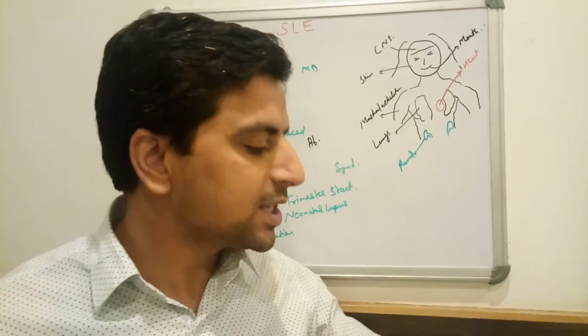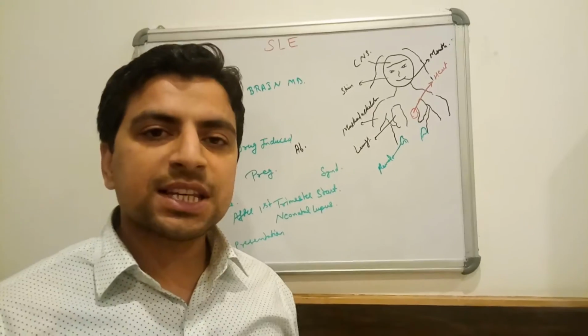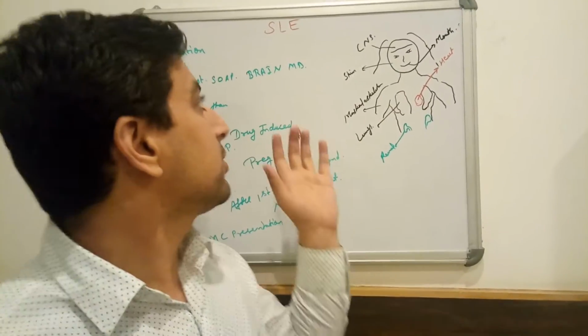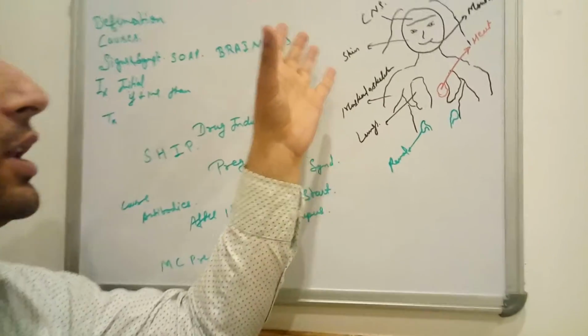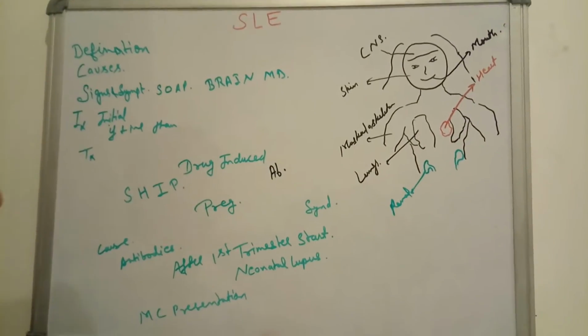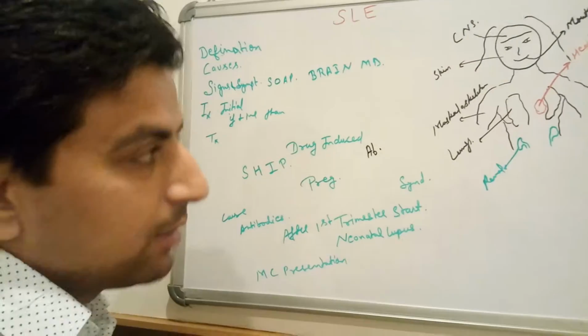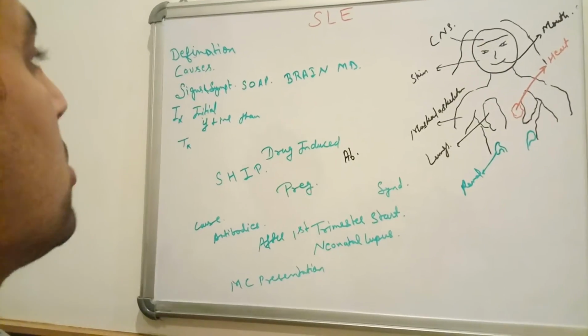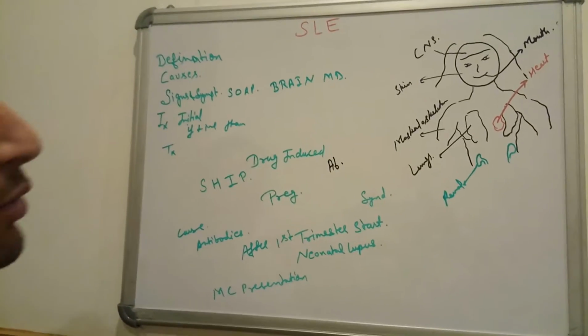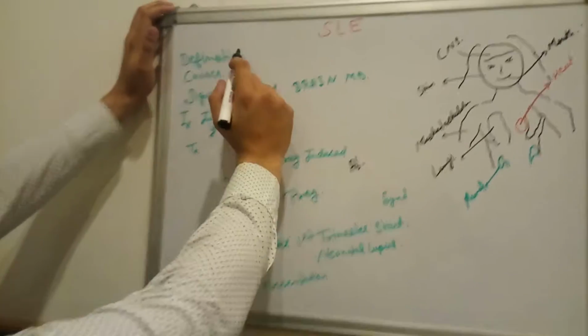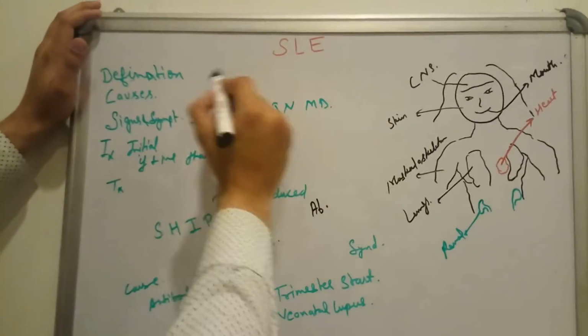SLE full form is systemic lupus erythematosus. Today we are going to discuss the theory first, and then we are going to solve some questions that were already asked in previous years. Okay, so firstly we are going to start with the definition. Here is the definition of SLE.